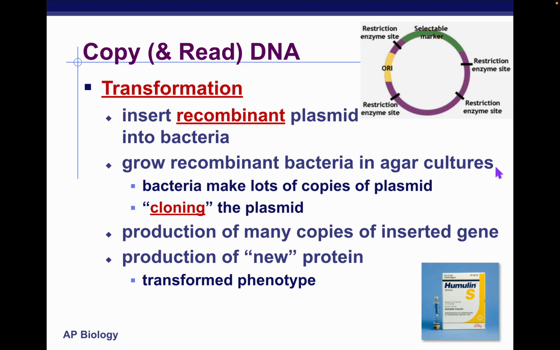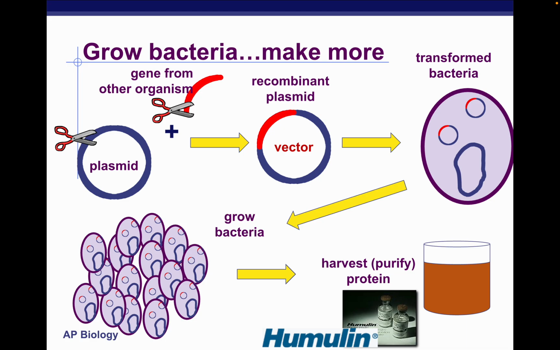There's a production of many copies of this inserted gene, and then a production of a new protein. So we call it a transformed phenotype. So in the cases that we do this in the lab, in high school, it's a glow in the dark. All these bacteria glow in the dark, and they're antibiotic resistant. So we've introduced antibiotic resistance and a glow. All right. So it's this growing bacteria to make more. We take a gene from another organism. We make a recombinant plasmid. We transform the bacteria. We grow the bacteria, and then we harvest and purify that protein. In this case, we're talking about human insulin.